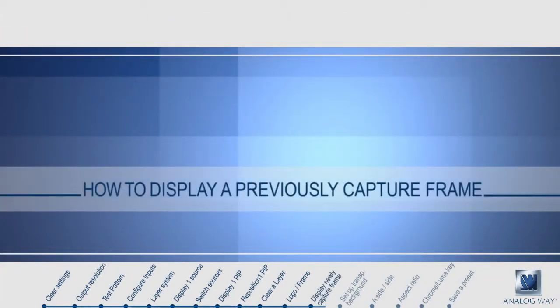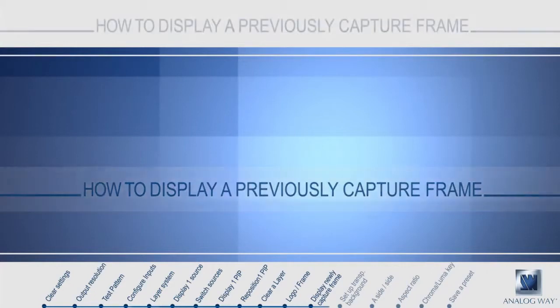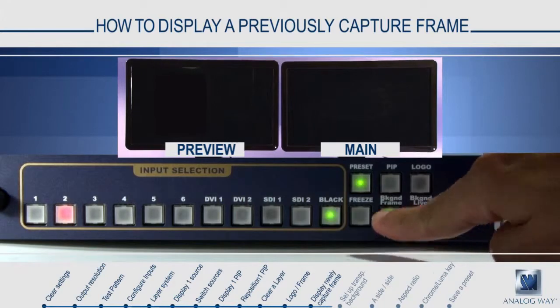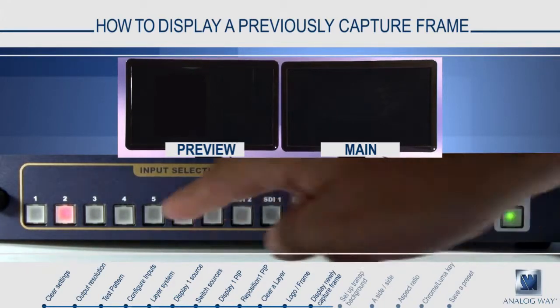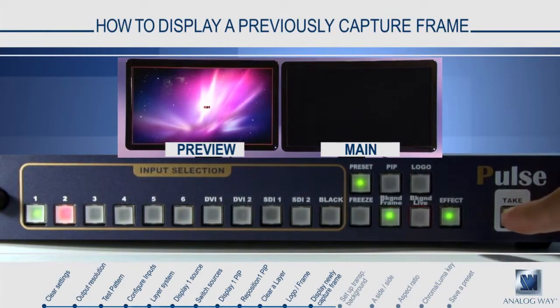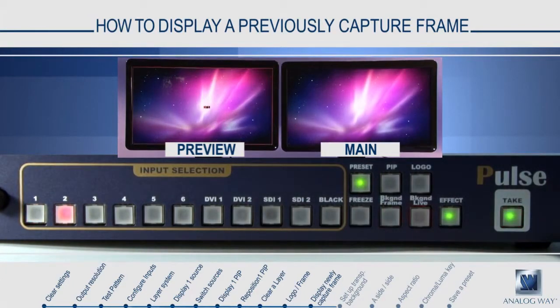How to display a previously captured frame. To display a previously captured frame, first select the background frame layer, then choose the number corresponding to the frame slot where you saved your frame. You will see the frame appear on your preview. Press Take to have the frame appear on the main. Please note that video layers will block your view, so be sure to clear these layers before displaying a frame.